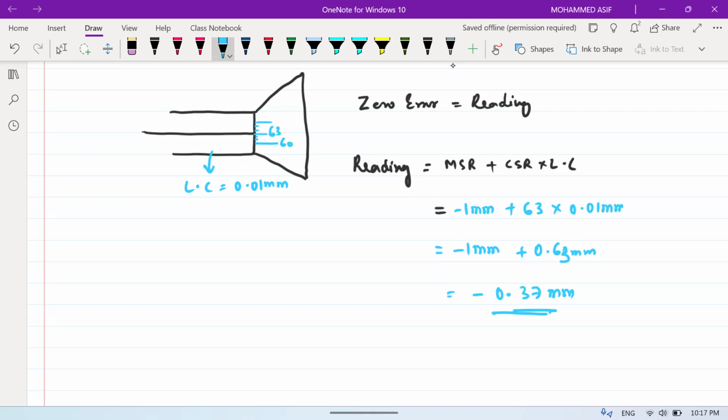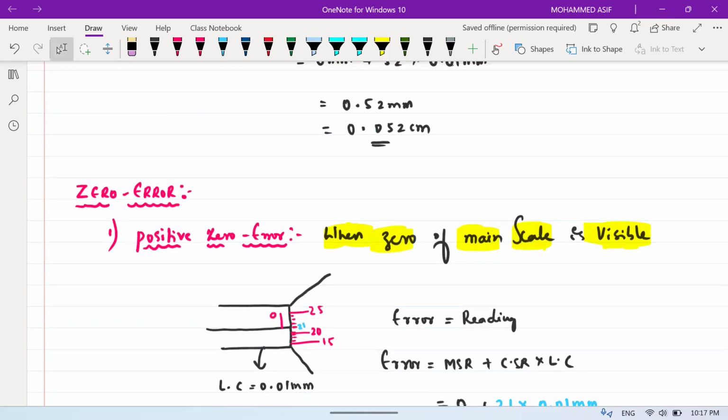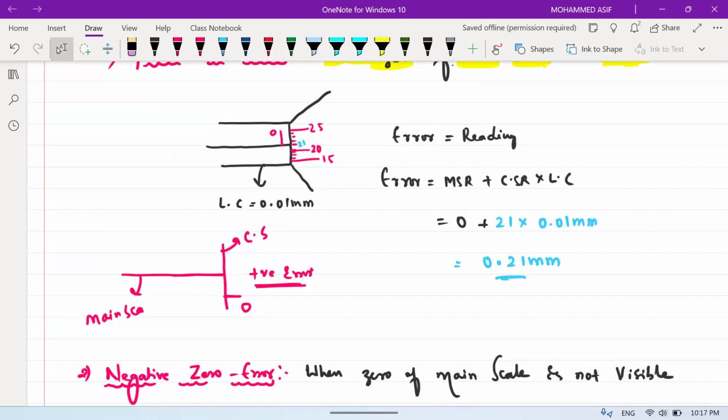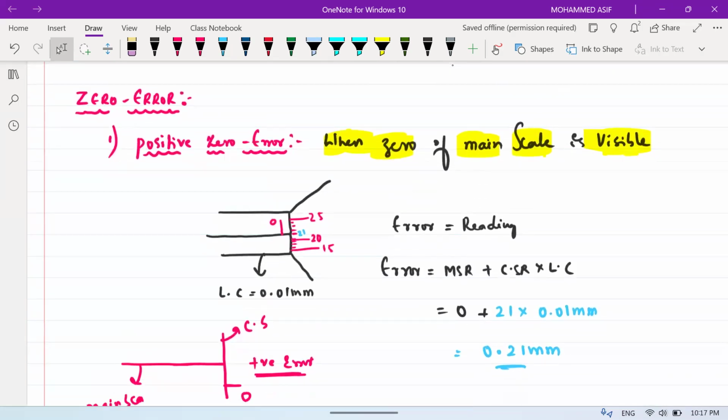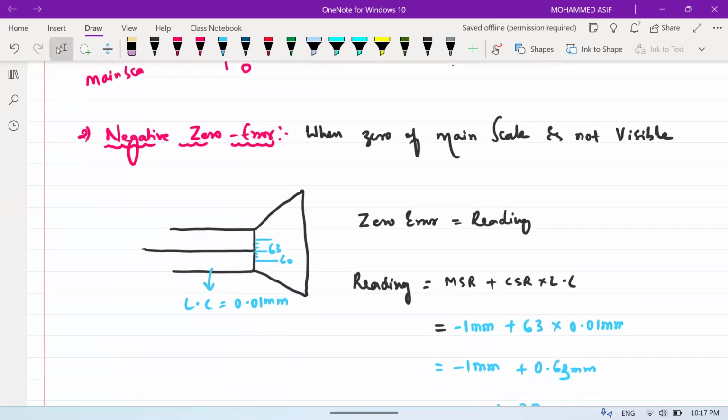So this is the way we calculate the negative error and positive error. Once again about the errors, beta. What is the condition? Positive zero error means the zero of the main scale is visible or the zero of the circular scale is below the main scale. Then how do you take the error? Error is always the main scale reading plus circular scale reading multiplied with your least count. What do you mean by negative zero error? I can even write one more term here right now. What is that one term? Can anyone tell me? If this is your main scale and this one is your circular scale.